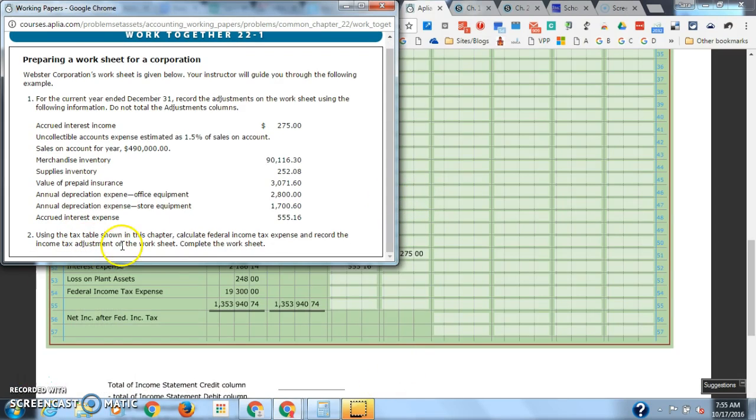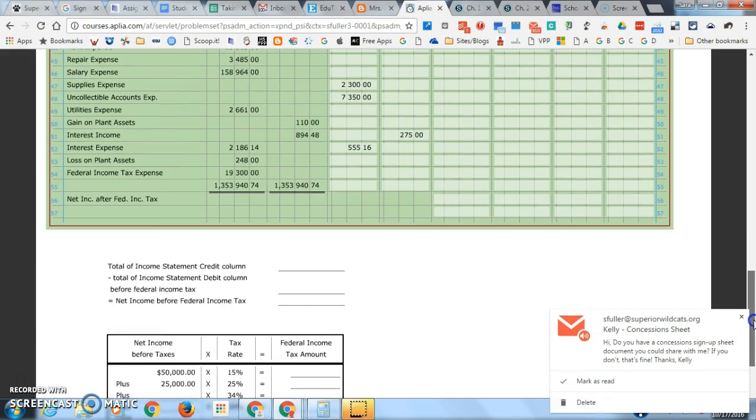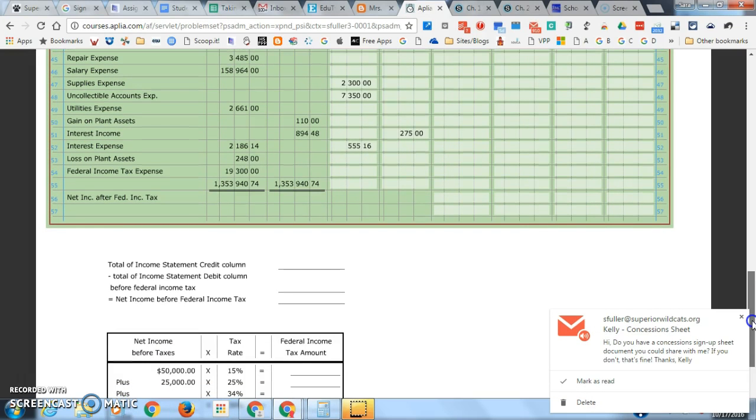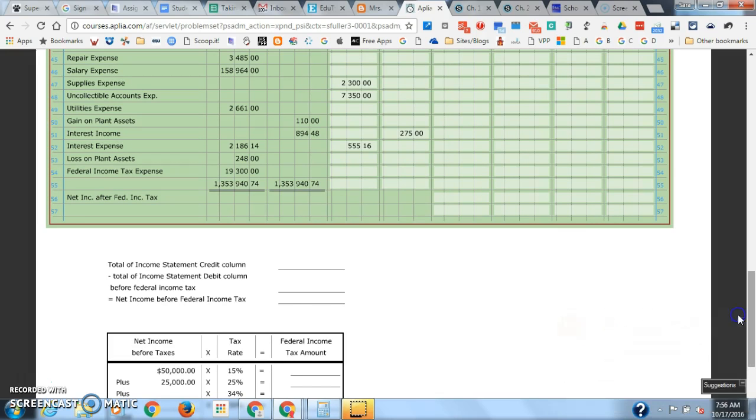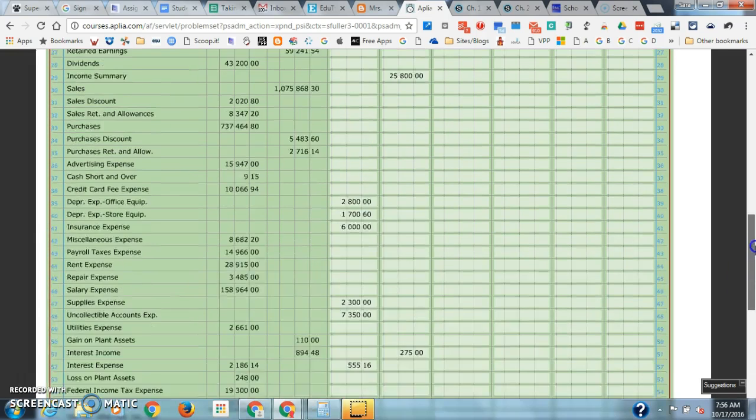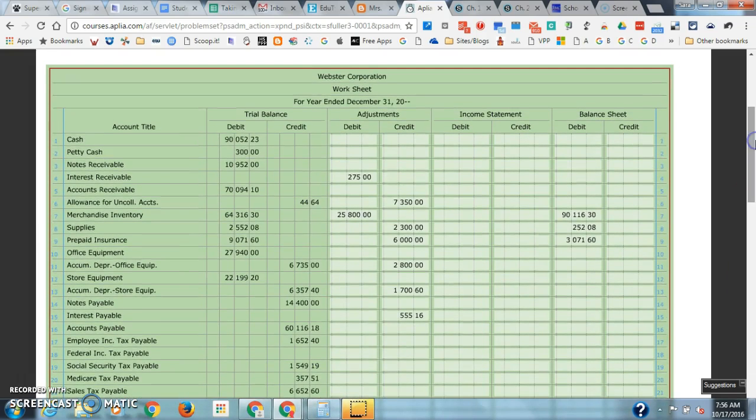Okay, now we're going to use the tax table that's shown in the chapter and calculate our federal income tax expense and record the income adjustment. And before we can do that, it looks like we need to move our numbers over and do a total of those.